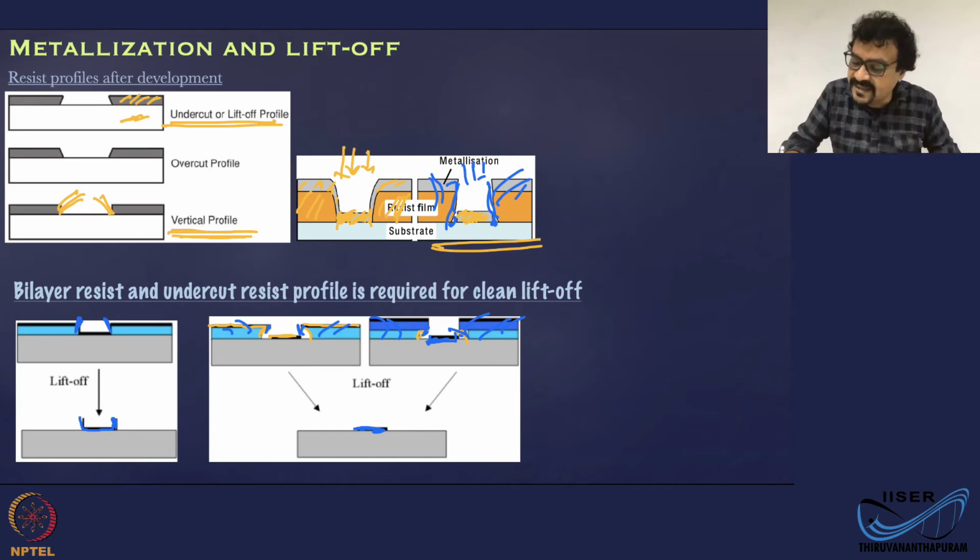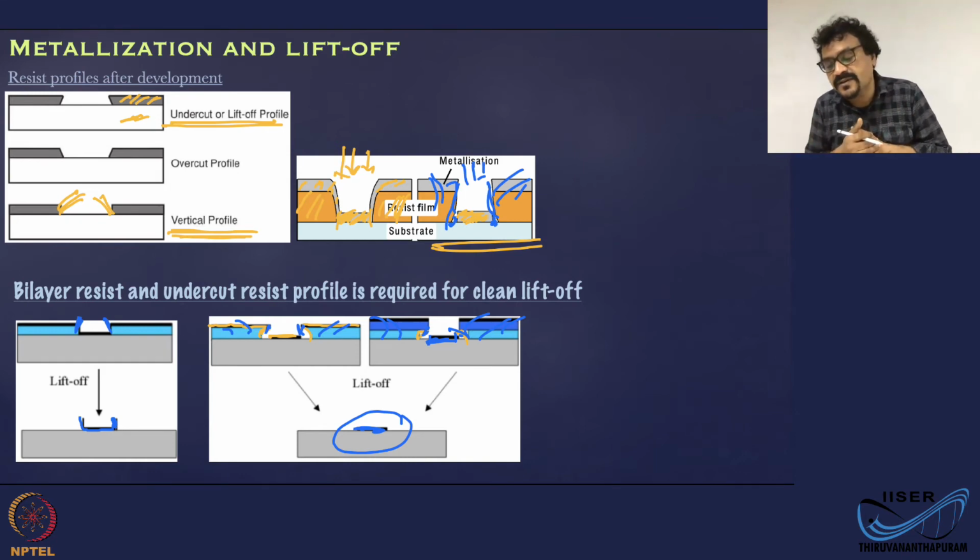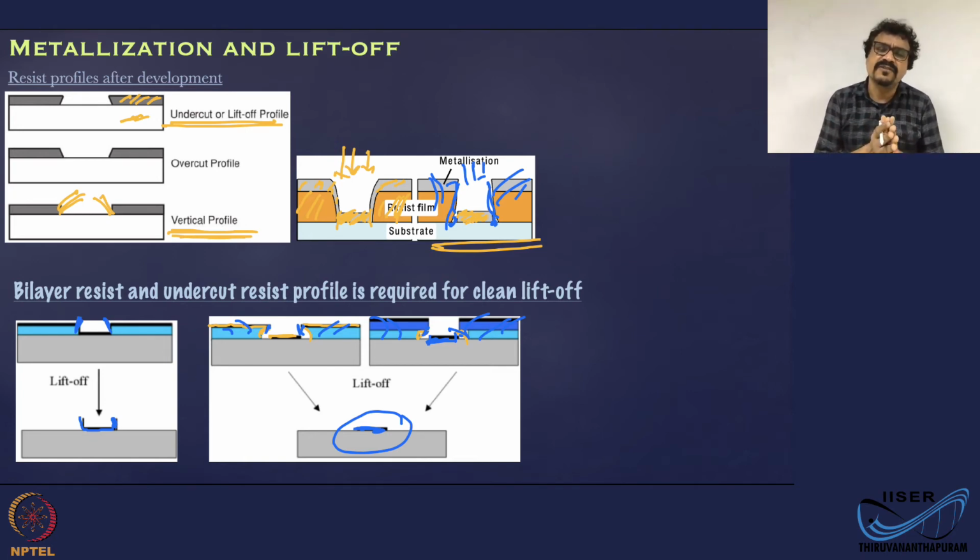So what is really desirable is this structure, which is generally obtained by using an undercut profile, or liftoff profile. Most lithography, especially high resolution lithography, needs a bilayer resist scheme. You have a bottom layer which is slightly weaker, and the top layer is going to define the resolution. But the bottom layer will help you to lift off correctly.